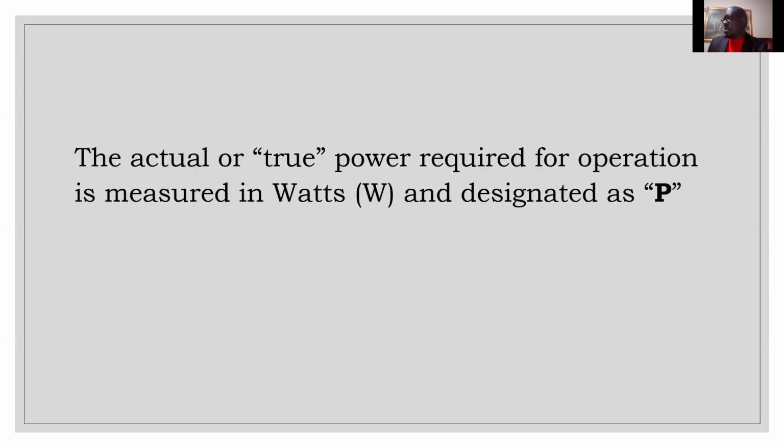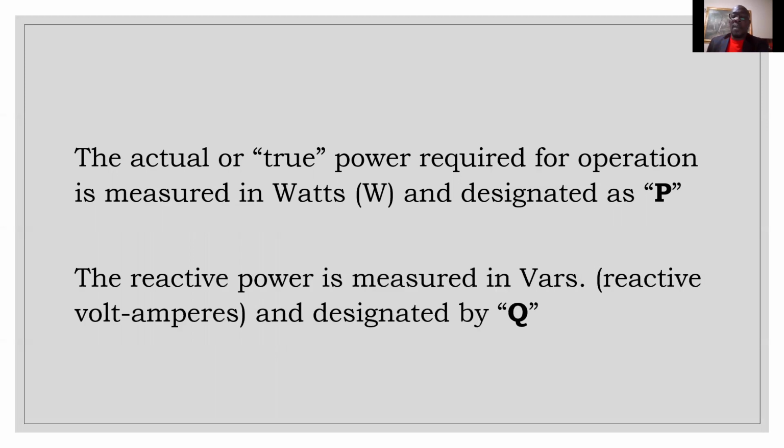Now, the actual or true power, as it is sometimes called, required for operation, and we mentioned this before, is measured in watts, and it is designated as P. So the actual or true power, designated as P, is measured in watts, while the reactive power is measured in VARs, which means reactive volt amperes, and is designated by Q. So we have P for active or true, and for the reactive, we have Q.